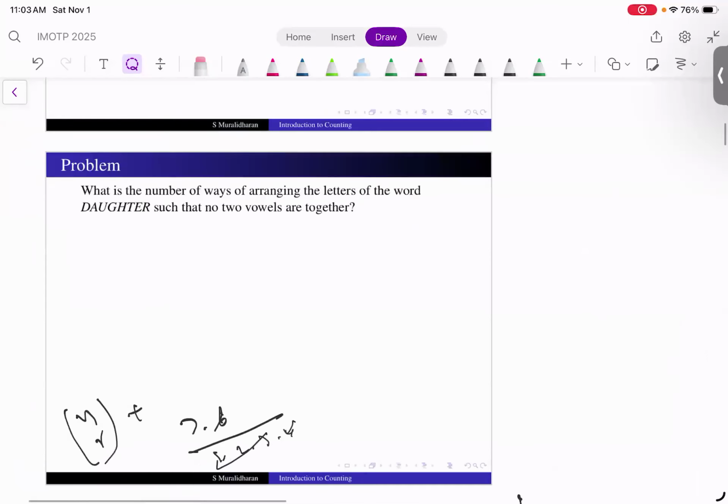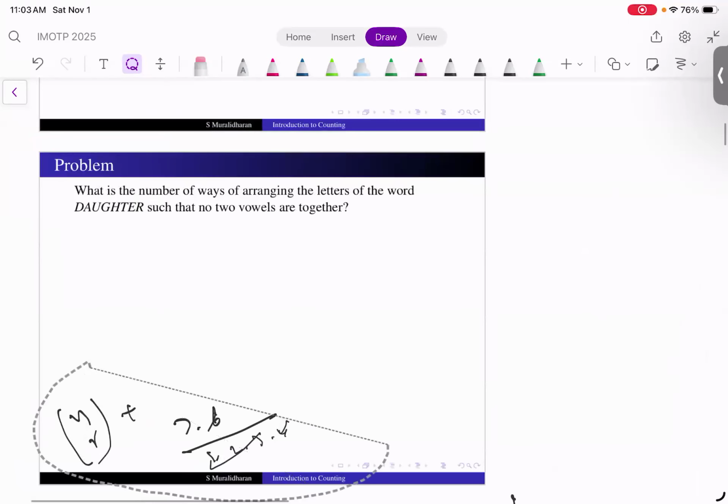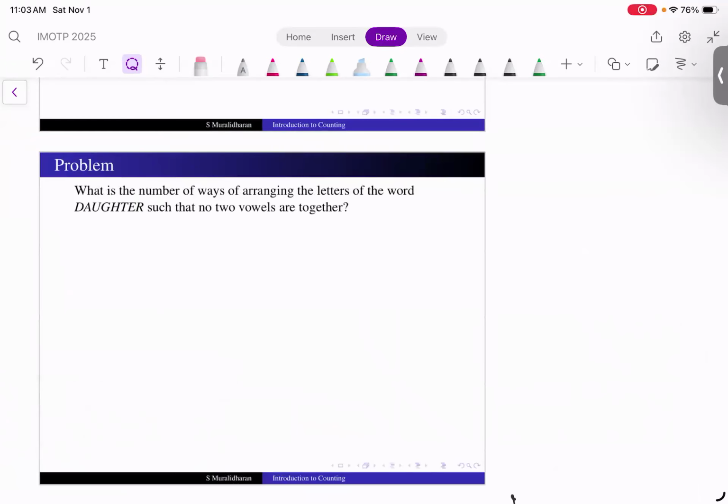So how many ways can I arrange the letters of the word daughter so that no two vowels are together?